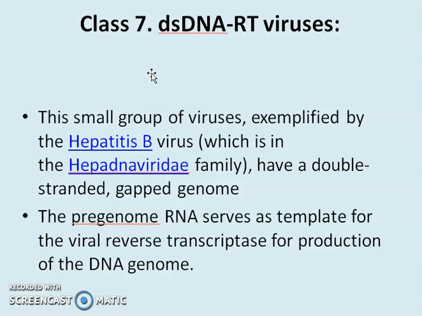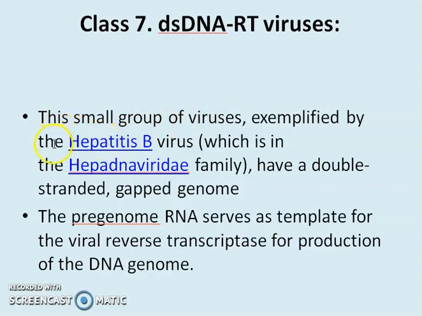This RNA serves as a template for the viral reverse transcriptase enzyme for the production of a double-stranded DNA genome. That is, it will form a closed circular DNA with the help of this reverse transcriptase enzyme, because the RNA produced by the DNA acts as a template for this. I think it is clear for you, because these viruses carry a gapped genome. For the completion of this gapped genome, they synthesize DNA by using the RNA template, and this RNA template is converted into DNA using the reverse transcriptase enzyme.